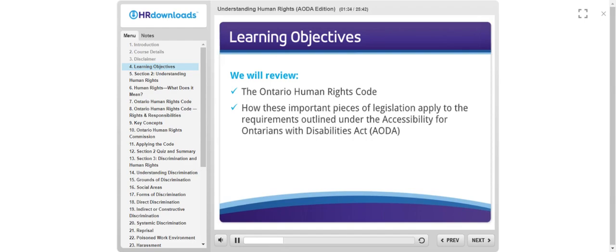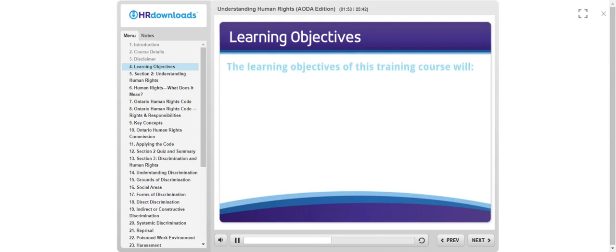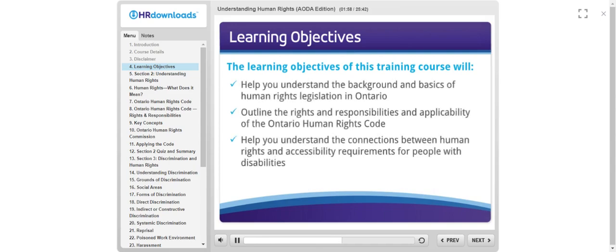The Human Rights Code ensures everyone's basic human rights are acknowledged and respected in their workplaces and their communities, and that they are protected from discrimination. This training was created to promote a greater understanding of human rights for everyone, including employees, employers, landlords, and service providers.